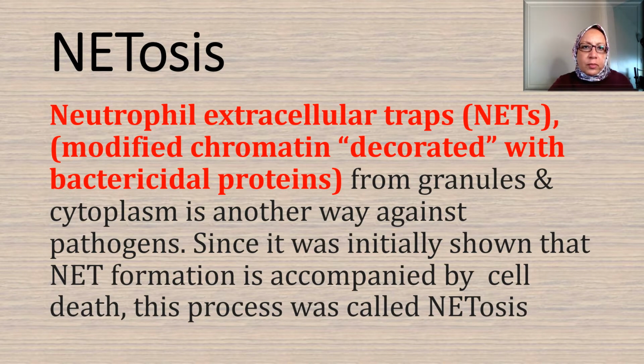The third mechanism that the neutrophil uses to kill the pathogen is the formation of extracellular traps or NETosis, as I said, which consist of modified chromatin decorated with bactericidal proteins from the granules inside the cytoplasm. And because this process of formation of nets is accompanied by cell death, it was called NETosis.